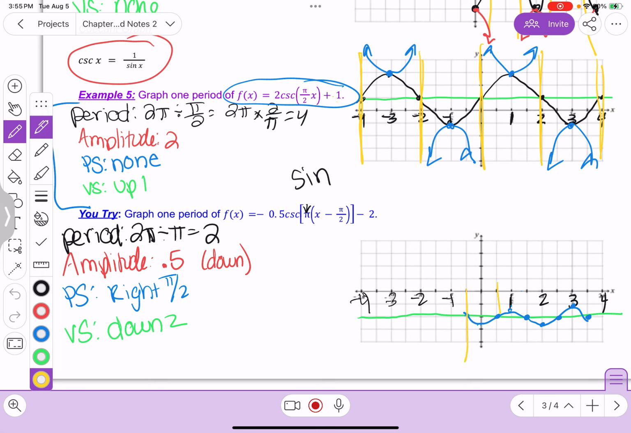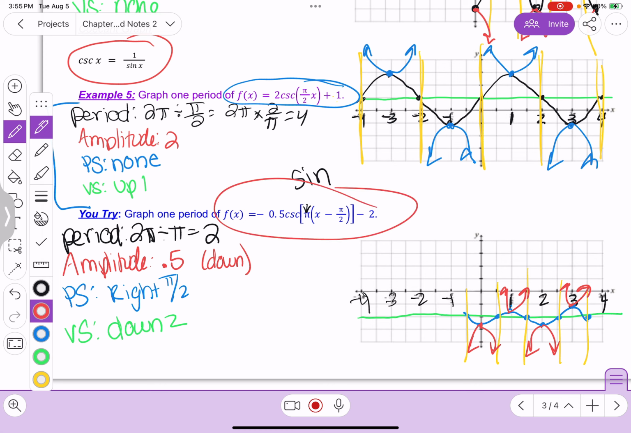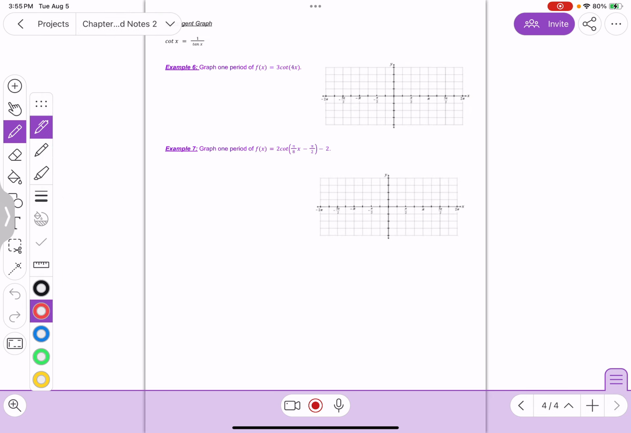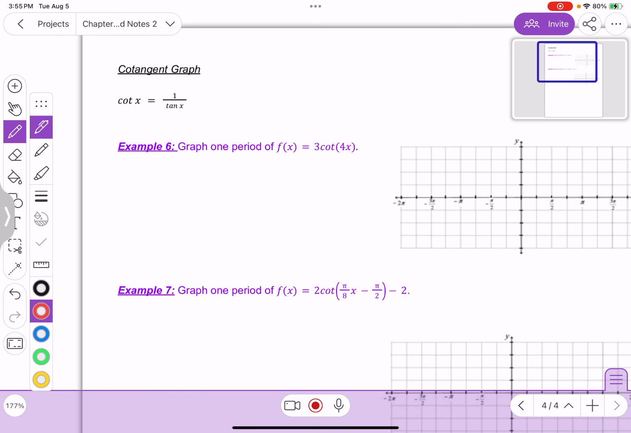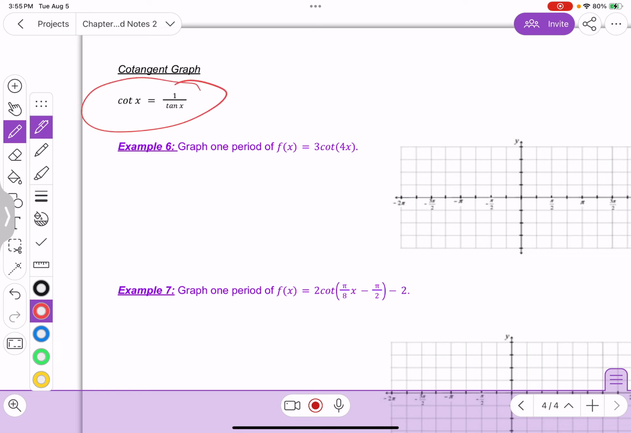Then midline intercepts become asymptotes, and I flip my bumps. So the red is our cosecant graph. And then the last one is cotangent. So same thing as sine, or as tangent. Find all the information for a tangent graph, draw the tangent graph, and then flip it.